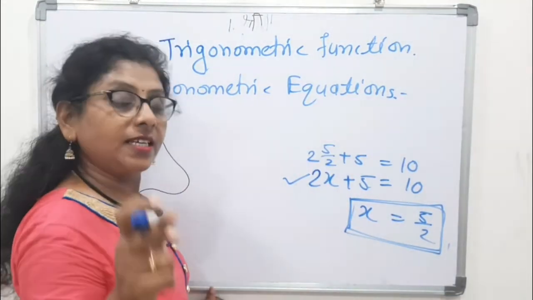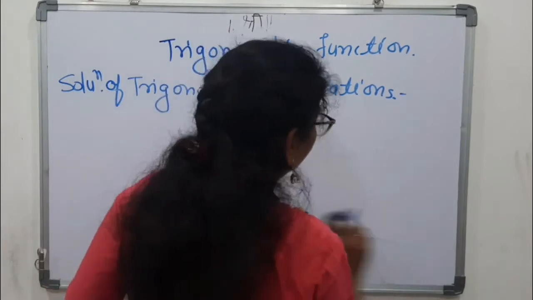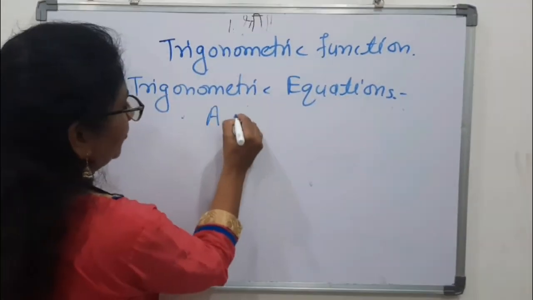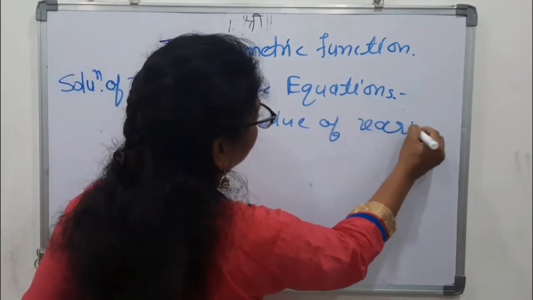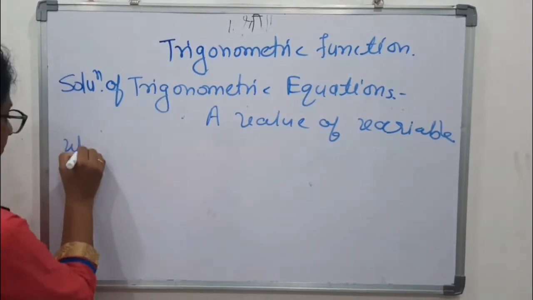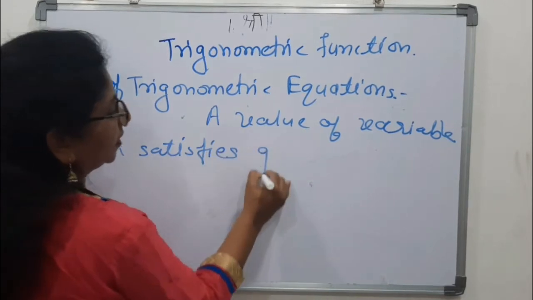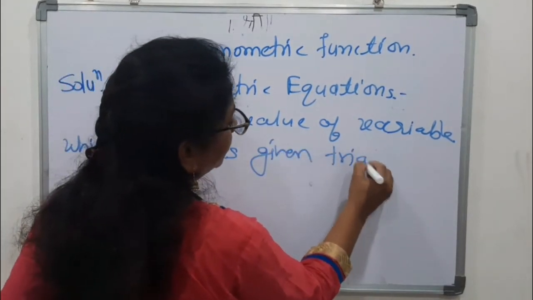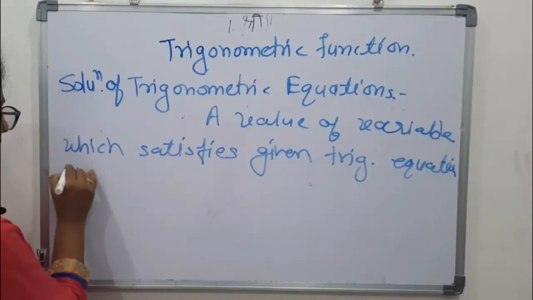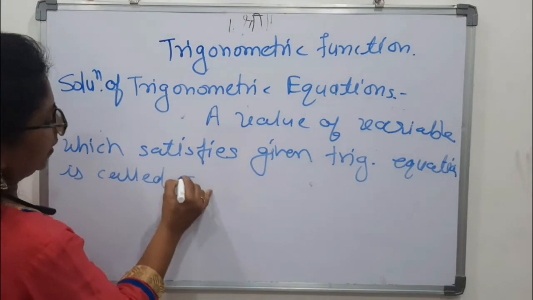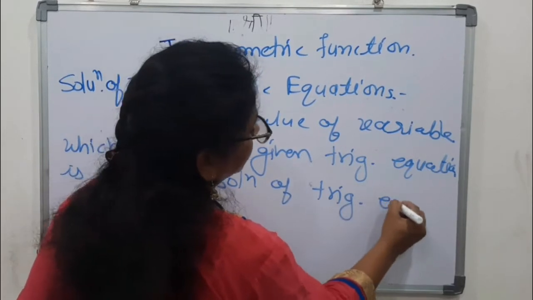The same thing is in a trigonometric equation also. So the definition of solution: a value of the variable which satisfies the given trigonometric equation is called a solution of the trigonometric equation.